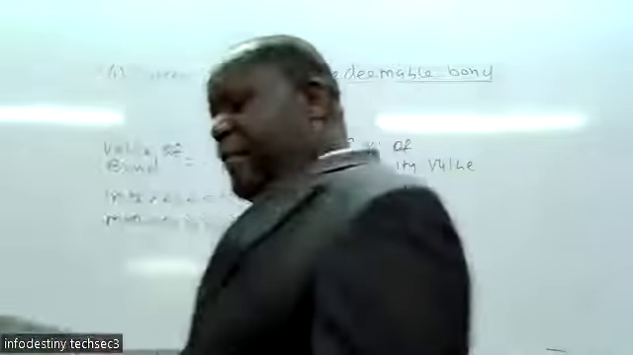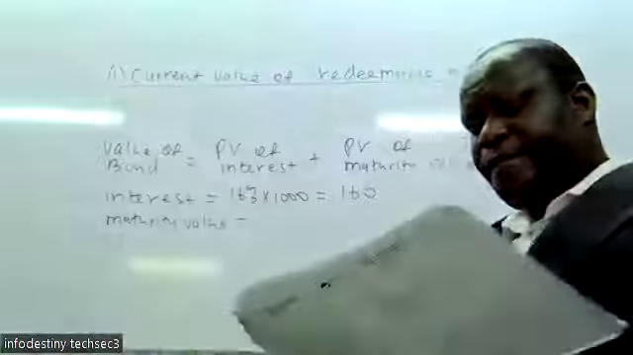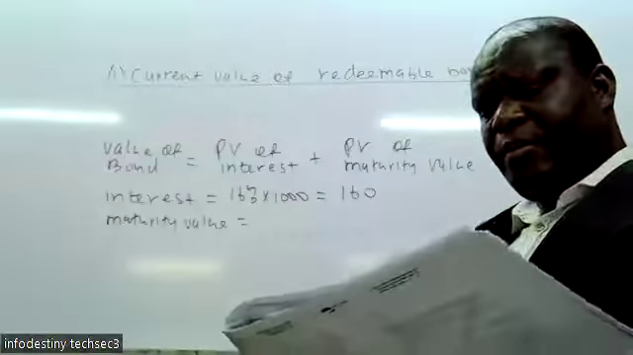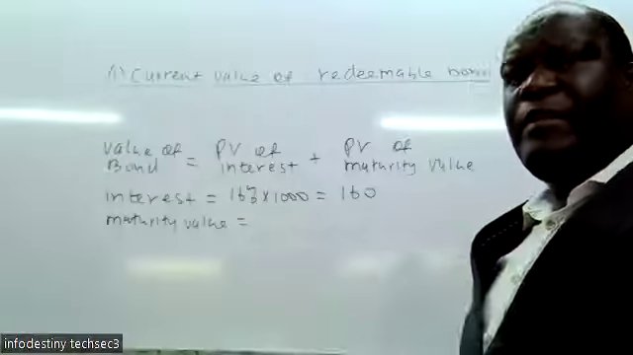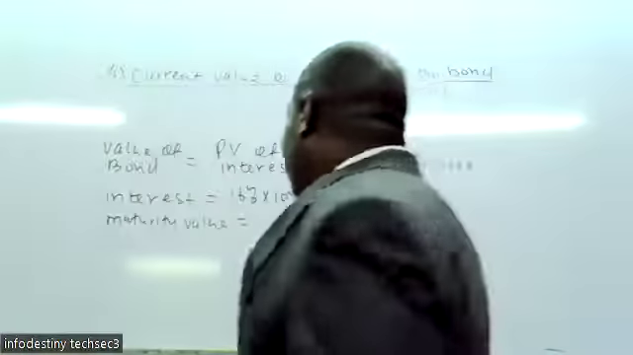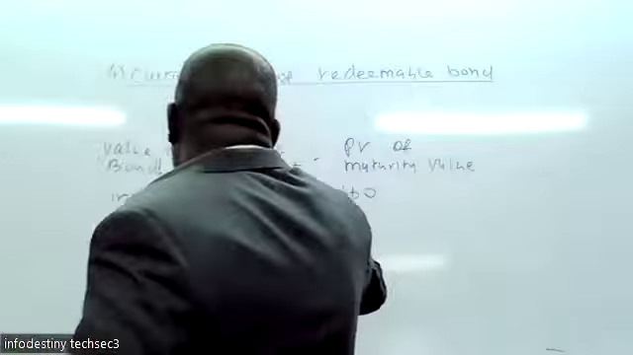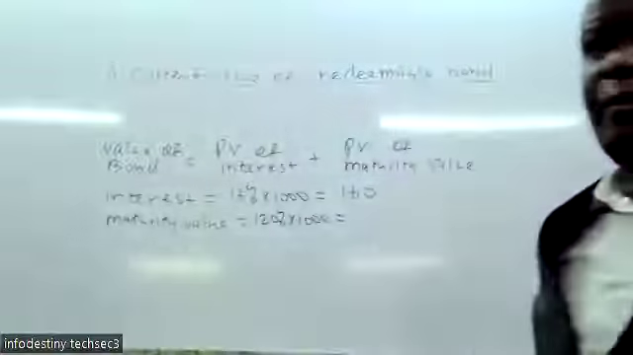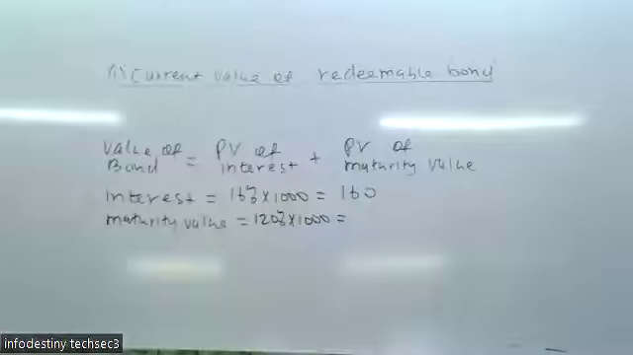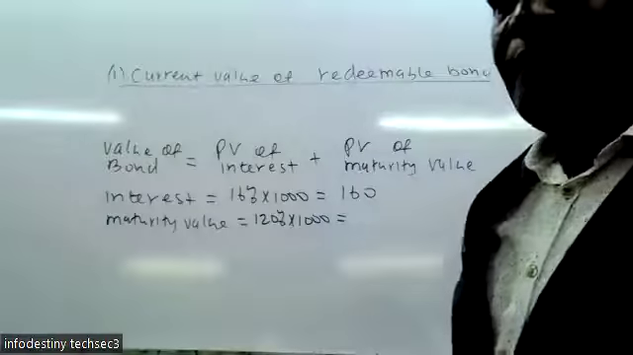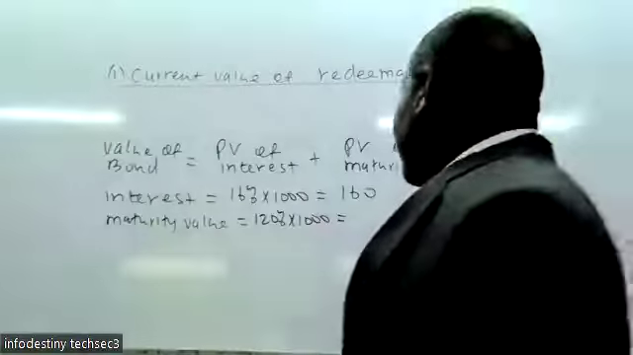Then the maturity value. They are saying it was redeemed at what price? The bond will be redeemed at a 20% premium. So you get 120% of the 1,000.